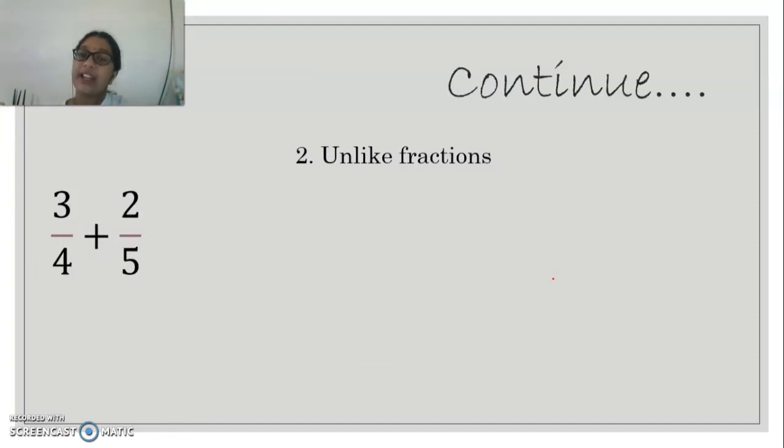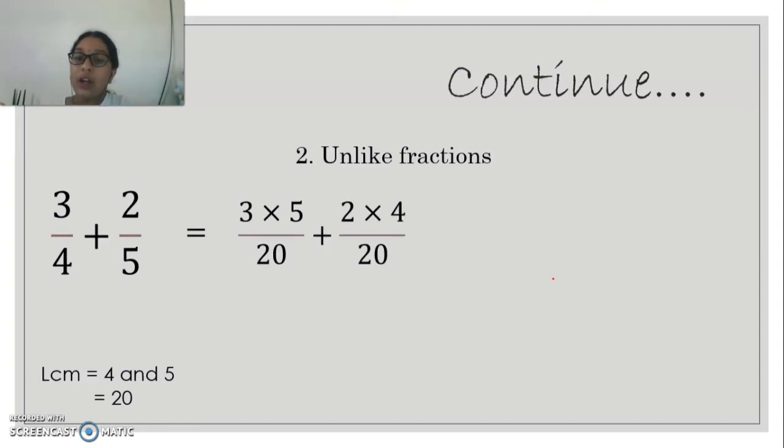But coming to the unlike fractions. 3 by 4 plus 2 by 5. Now, in the earlier session, I have explained LCM and HCF. Here, we will be using the LCM, least common multiple. The LCM of 4 and 5 is 20. Try it on your own. Now, we're going to be changing the denominators into 20 because it is the least common multiple for both of them, 4 and 5.